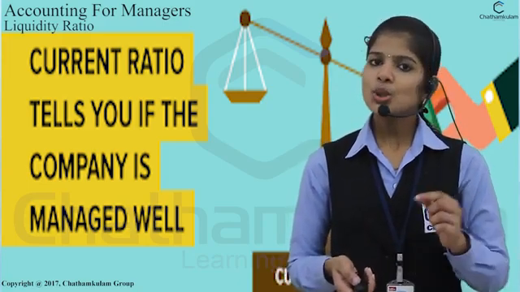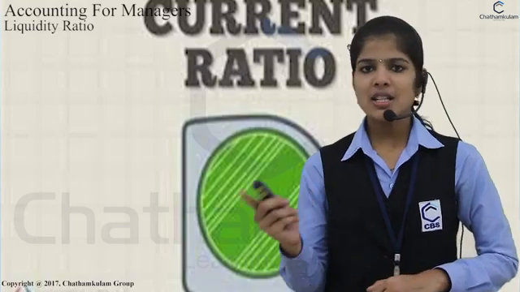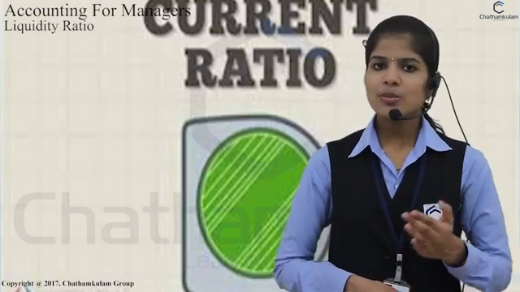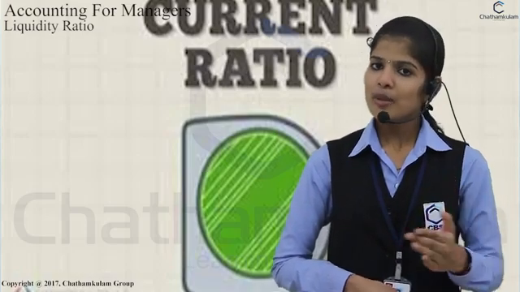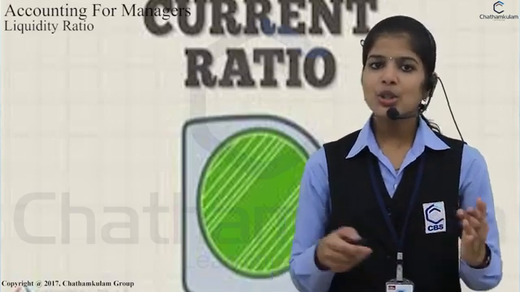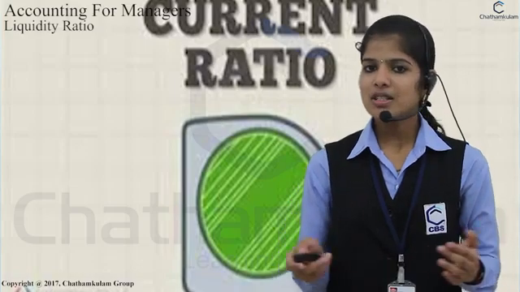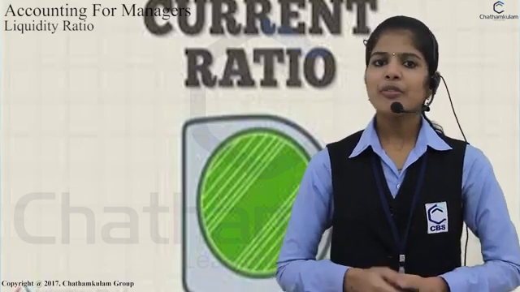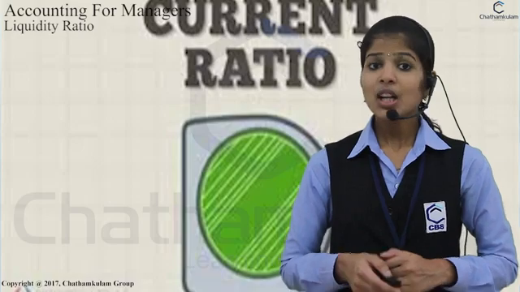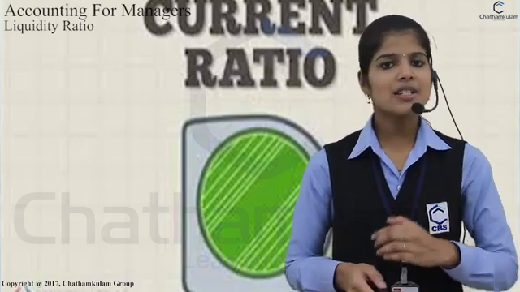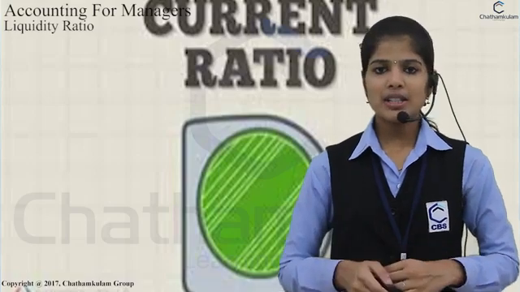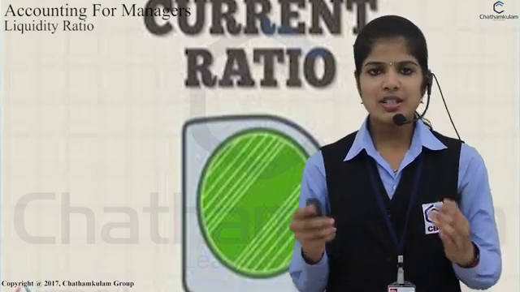And generally 2:1 is considered the ideal for a concern. The current assets should be twice the current liabilities. If the current assets are 2 times the current liabilities, there will be no adverse effect on the business operation when the payment of current liabilities is made. If the ratio is less than 2, difficulty may be experienced in the payment of current liabilities and the day-to-day operation of the business may suffer.